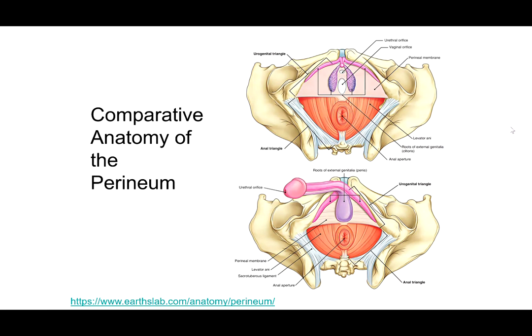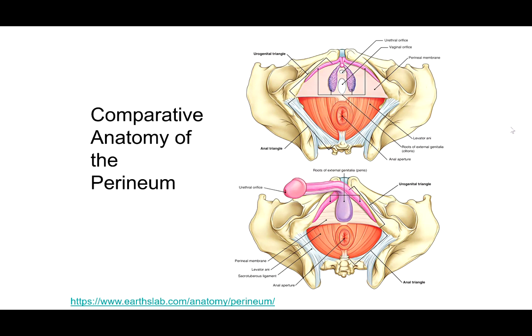So notice the placement of the clitoris for the female, and then the urethral orifice, and then the vaginal orifice, and then you have that perineal membrane there, and then you've got all of this musculature and the anal aperture, or the anus, which is the sphincter that leads to the rectum. The male is basically the same, except that instead of it being a clitoris and the clitoral gland at the tip of it, you have the penis and the glands of the penis.